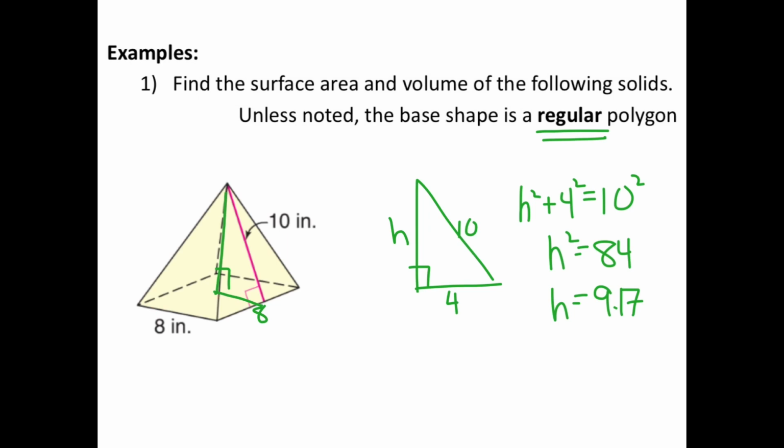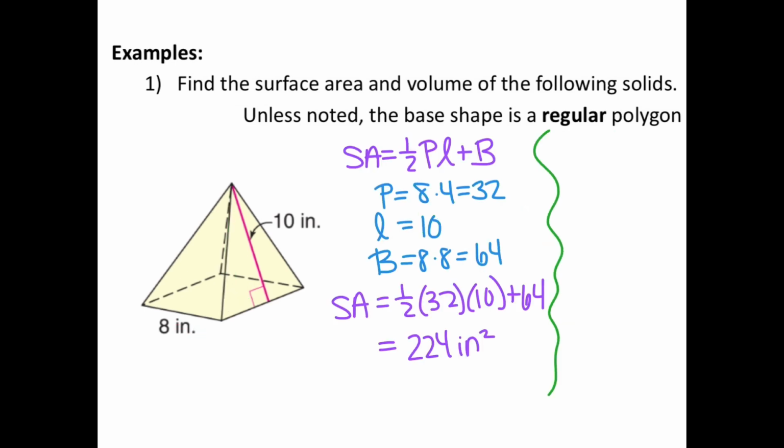So that means that this height here is splitting that in half. And so that ends up being 4. So if I pull this right triangle out, I need the height. I have 4, and the hypotenuse is the slant height, which is 10. So just using the Pythagorean theorem, I find the height of the pyramid to be 9.17, and then I can use that as my H value, 10 as my L, and then I'll use my 8 as needed for perimeter and area of the base. So now I'm just going to go through and start using my formula.